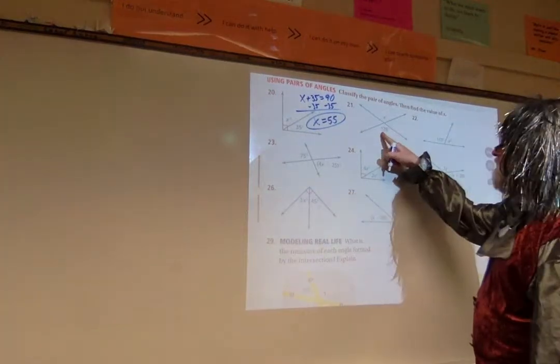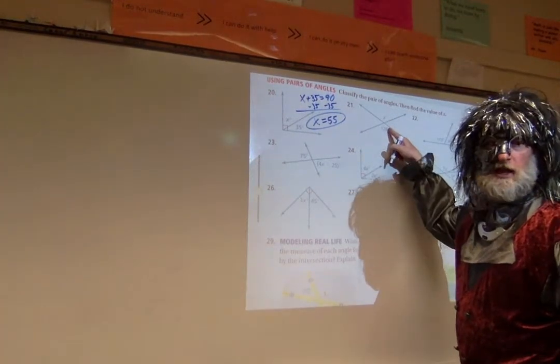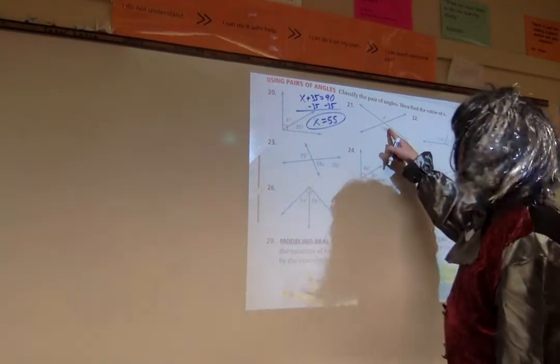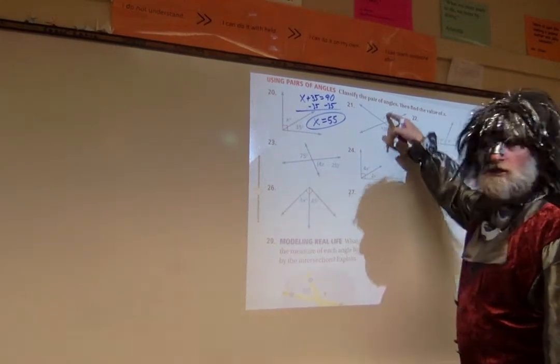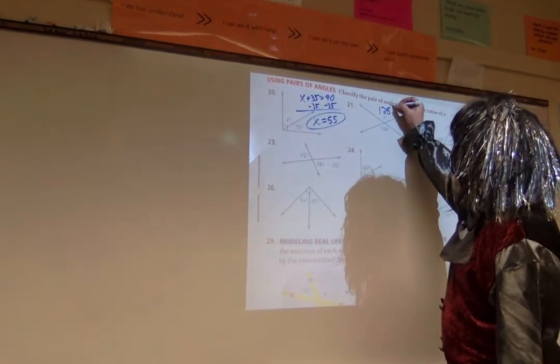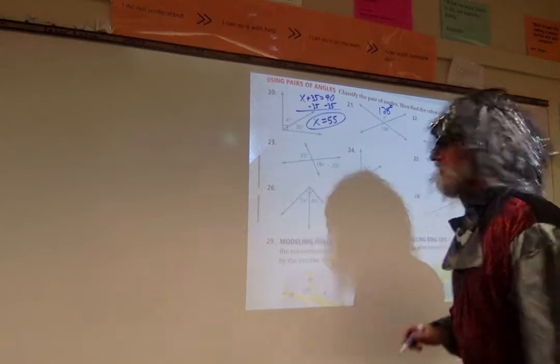Number 21. These look like vertical angles. Olsen 1.0 called them opposites. That means they are congruent. If this side is 128, then this side is 128 degrees.